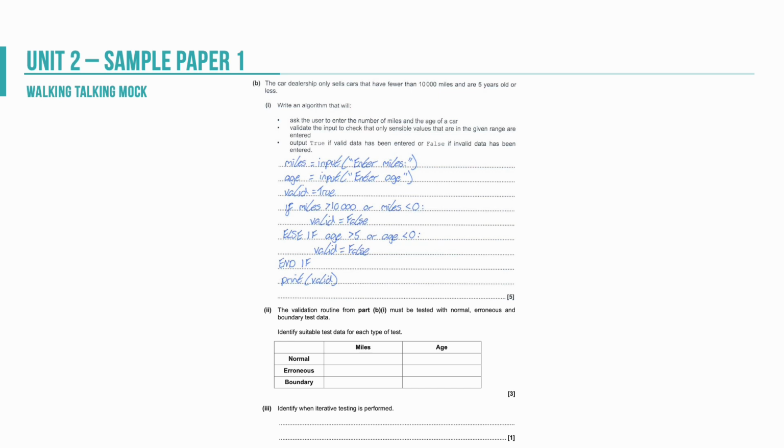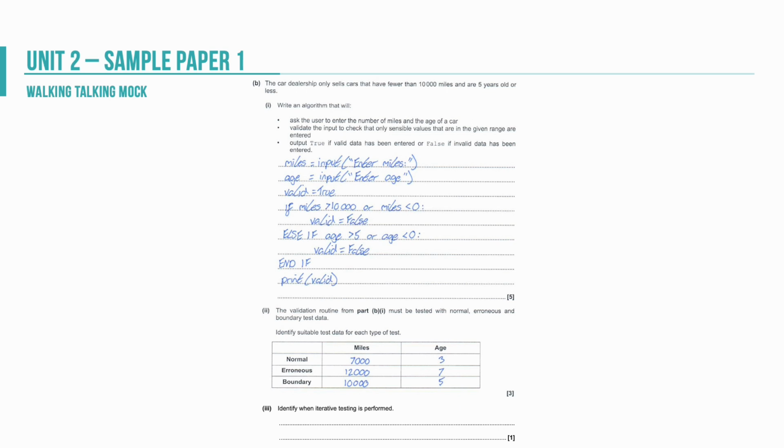The validation routine for part B must be tested with normal, erroneous and boundary test data. Identify suitable test data for each type of test. So it's asking me to come up with some normal, some erroneous and some boundary test data for those. A little bit of leeway in some of these answers, but I want some miles that are right in the middle of what's acceptable. I want some miles that are outside of what's acceptable, and I want some that are right on the boundary, and again for age.